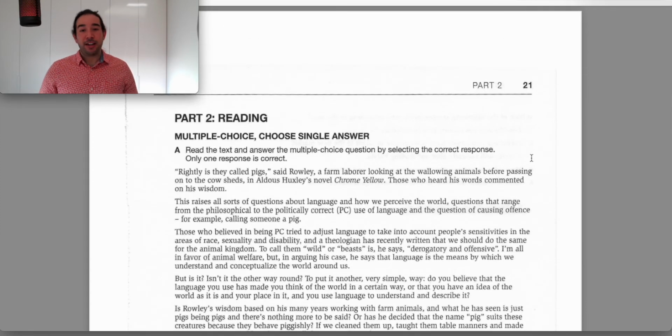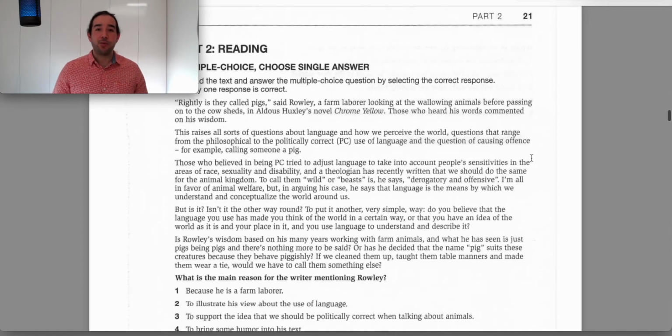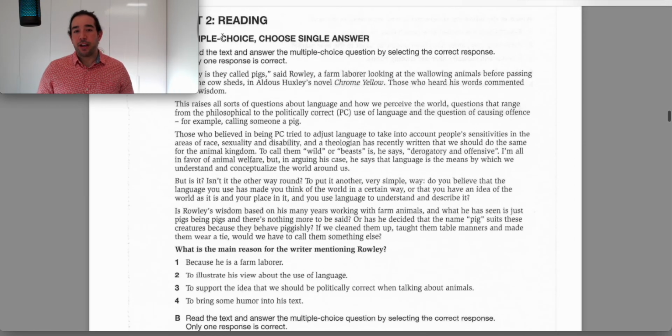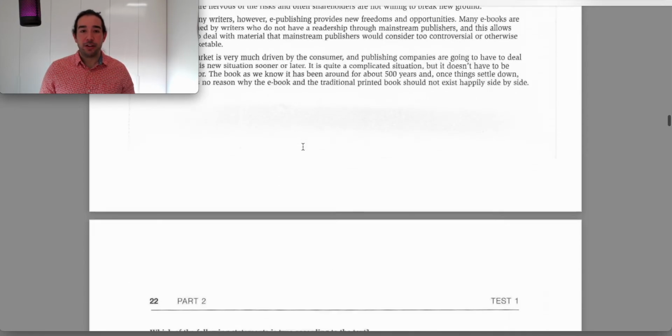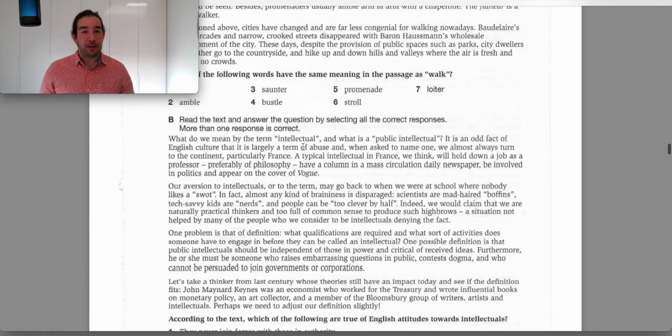Then we have reading, and on reading, PTE is where it gets way more different. So we're going to have, in this case, multiple choice, single answer, nothing new here. And then we also have multiple choice, multiple answer. This one is a little bit different.